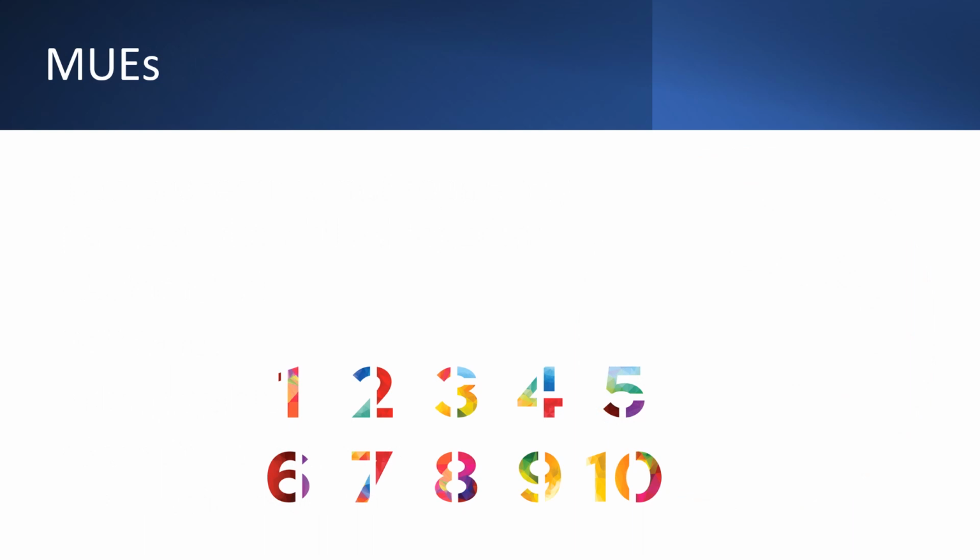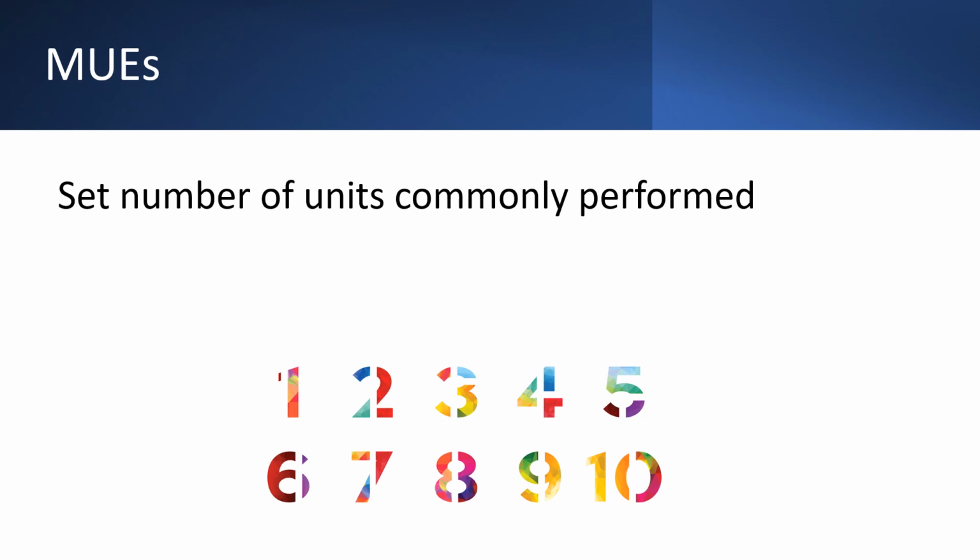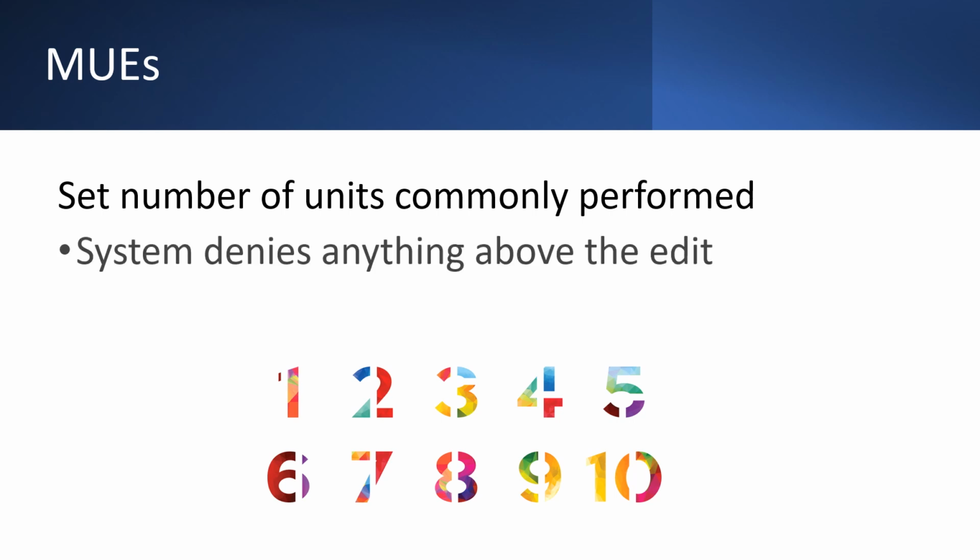The next set of edits is the medically unlikely edits, or MUEs. These are a set number of units that can be commonly performed. They are divided into three types. 1. Date of service edits, 2. Billed line item edits, and 3. Lifetime edits. View the MUE section of the CMS website to determine the MUE number for that line item. The system automatically denies anything above the number of units in the edit.